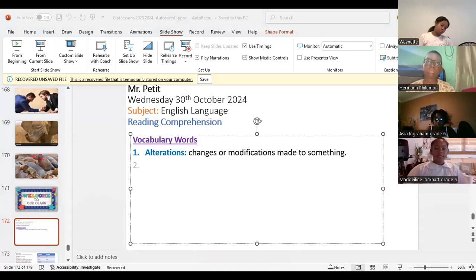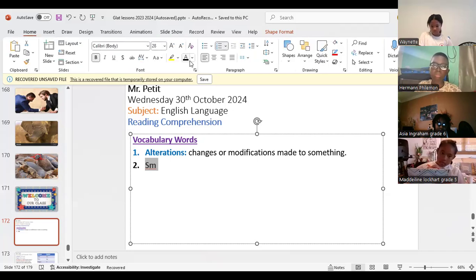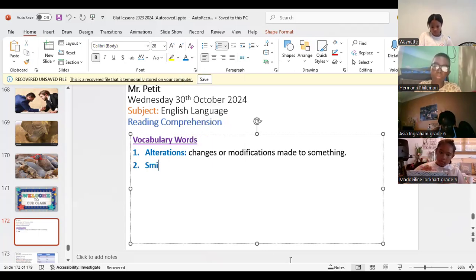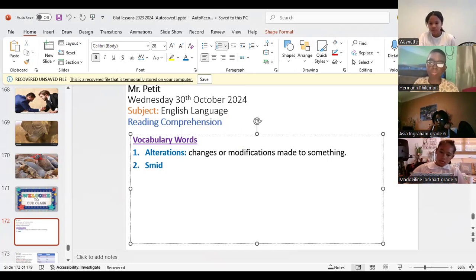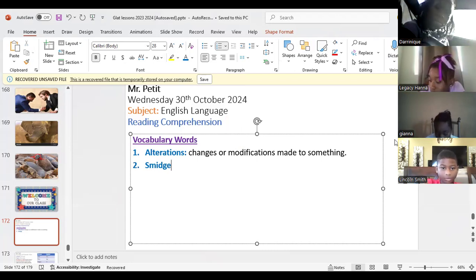Okay, next word. Let's make it a little more difficult. S M. Write this down, Madeline. Smart. No. S M I. Smile. No. D. Smidgen. G. E. No. What word is this? Only one more letter is missing.